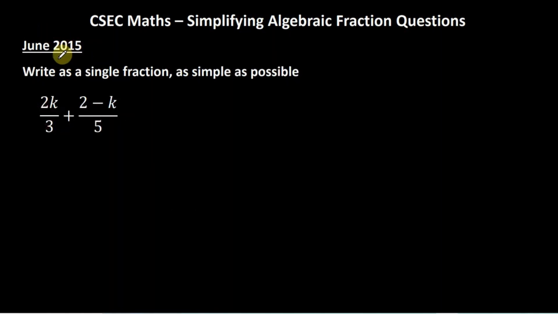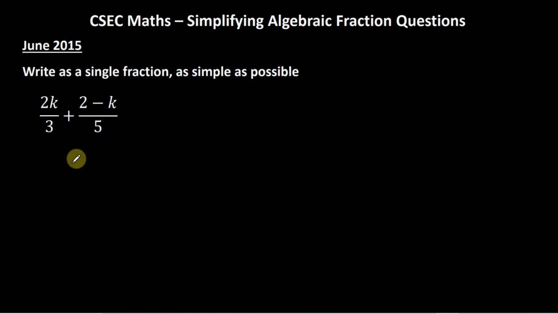Now looking at the question that was given on the June 2015 paper, write as a single fraction as simple as possible 2k divided by 3 plus 2 minus k divided by 5. Now let's see how we can actually go about this one guys.